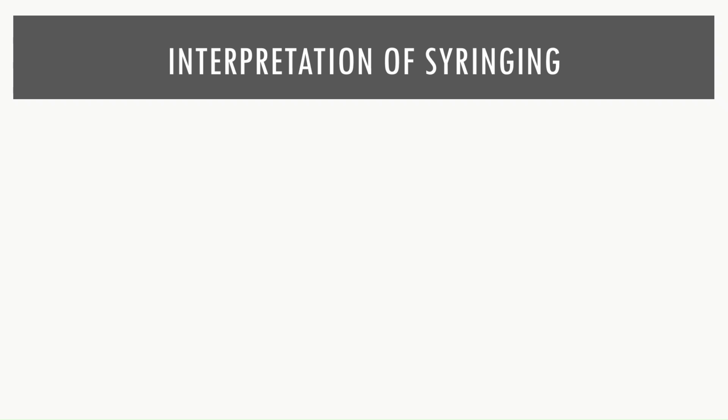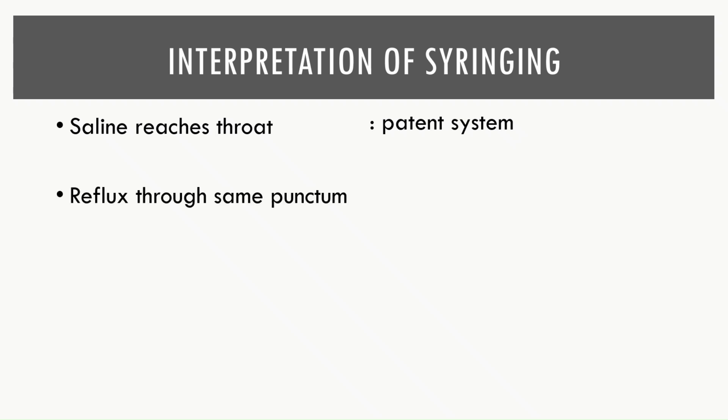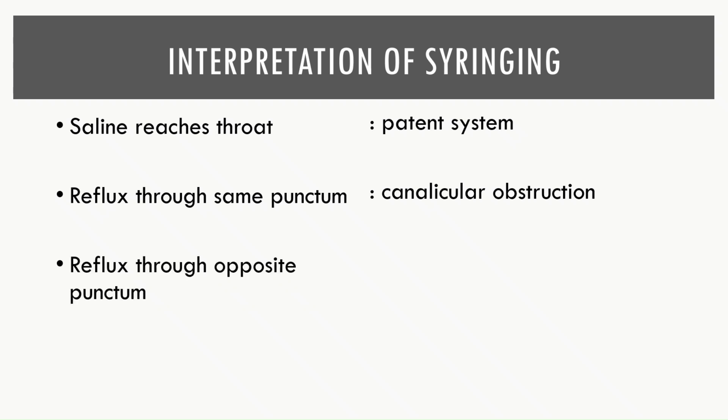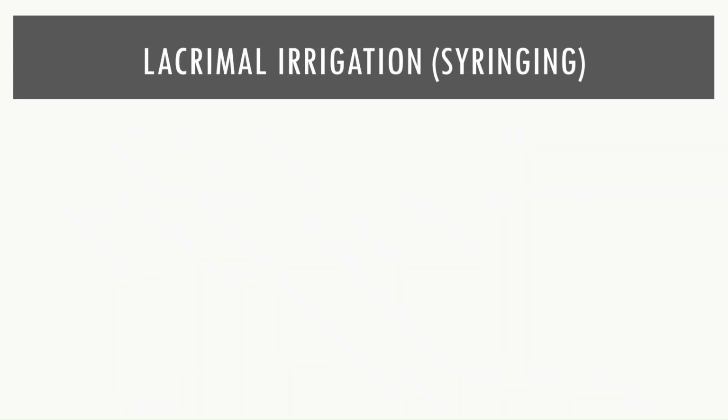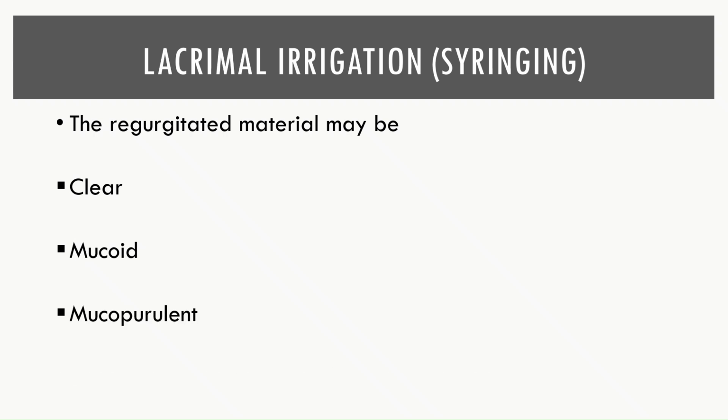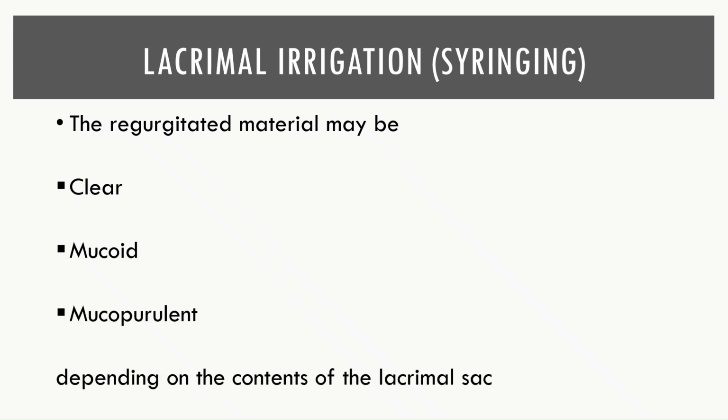Interpretation of syringing. If saline reaches the throat, the lacrimal system is patent. Reflux through the same punctum indicates canalicular obstruction. Reflux through the opposite punctum suggests common canalicular block. Distension of the sac with reflux through both puncta indicates nasolacrimal duct obstruction. The regurgitated material may be clear, mucoid or mucopurulent depending on the contents of the lacrimal sac.